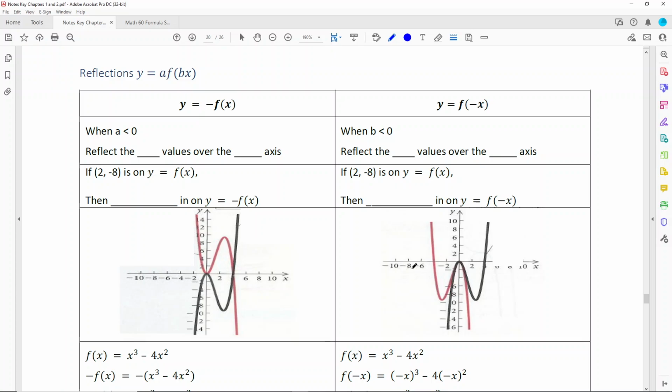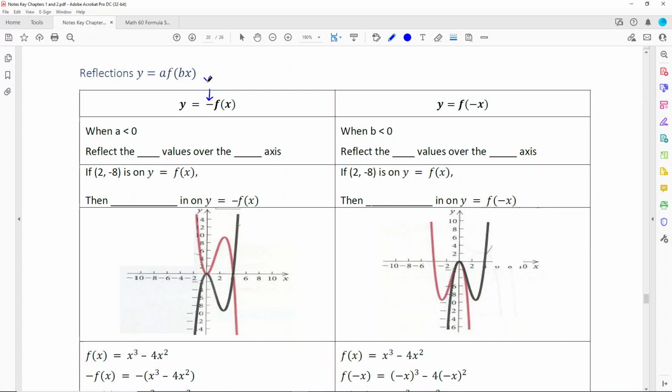This next video is affecting the A and the B value, but we're going to add one more thing that the A and the B can do, and that is reflections. So if the A value is less than 0, so if the A value is negative, what it's going to do is reflect your graph over one of the axes, right? So it's going to reflect some values over some axis.